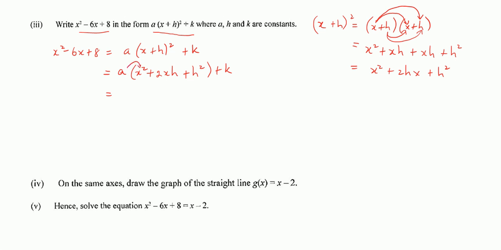Next step, I need to simplify this. I need to remove the brackets now. So I take my a and multiply by the first term, and I end up with ax squared. I take the a and multiply it by this term here, which will give me 2ahx. I'm putting the x after here. I take the a and multiply by h squared, so this will be ah squared. And then we have plus k on the outside here. Okay, so here's what you have to do now.